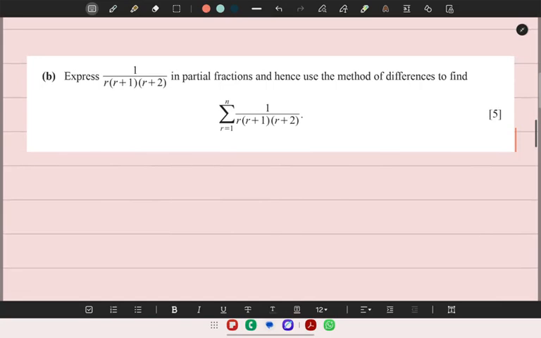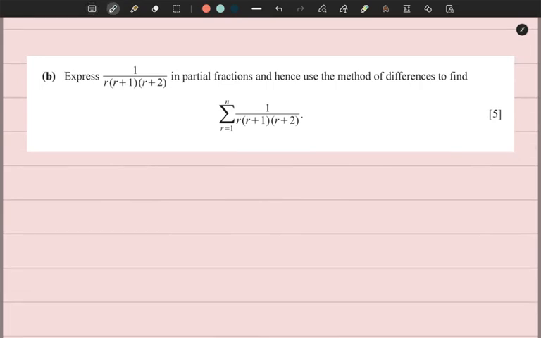Okay, so when you look at this question, you're asked to express this in partial fractions and hence use the method of differences to find this. So this is exactly what you are going to find. The first thing you have to do before you can proceed is to resolve this into partial fractions. When you look at the denominator, we have three factors, so what you have there can be written as 1 over r, then r plus 1, then r plus 2.